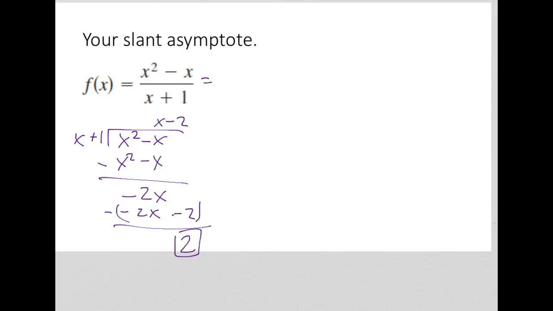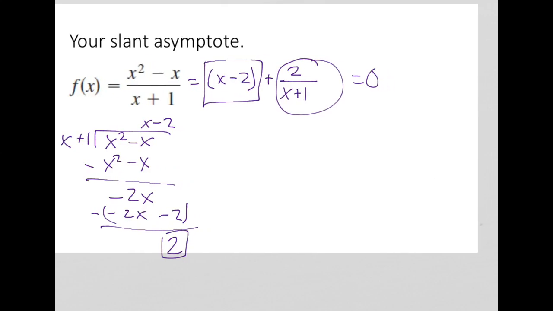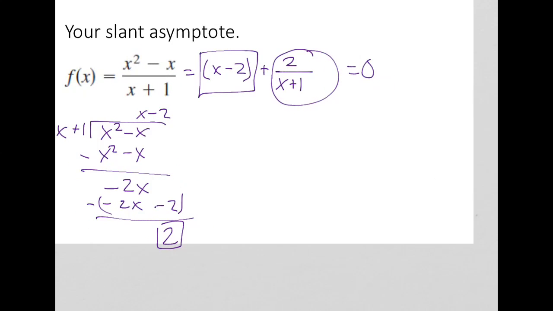So again, I can rewrite this as x minus 2 plus my remainder 2 divided by my divisor, x plus 1. And again, this is going to go to 0 for really big values of x. So that tells me that my slant asymptote is at x minus 2. But again, let's factor this so we can figure out our normal information. So I'm going to factor that as x times x minus 1 over x plus 1 in the denominator.